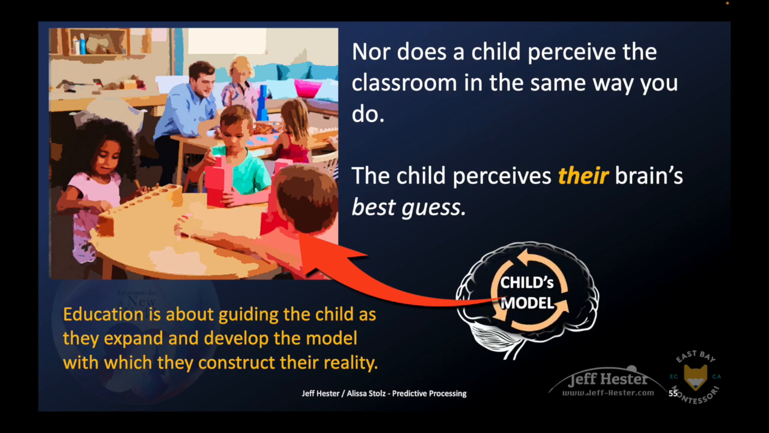The child isn't perceiving the classroom directly either. The child is perceiving their best guess about what's in the classroom. And guess what? That best guess is not the same as your best guess. The room that the child is perceiving and the room that you are perceiving, everything that the child is perceiving, is different from your perceptions, and it's different for every child in the room. Education is about guiding the child as they expand and develop that model that they use to construct their world, to construct their reality.